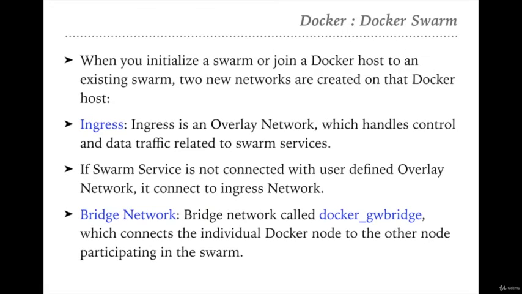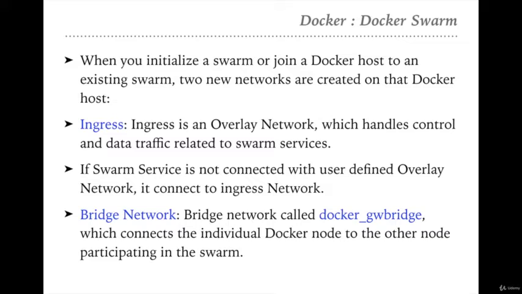The second network is called the bridge network. The bridge network is called docker_gwbridge. When you initialize the swarm, this is the second network which is created by default on your master node or leader node, which connects the individual Docker nodes to the swarm node.